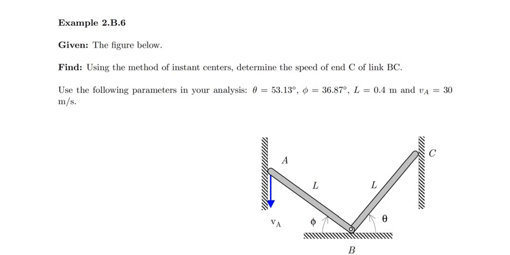Okay, so the way I'm going to do this is I'm going to start by identifying what I know the most about. In this case I know the most about link AB. Namely, I know the velocity at one point, A identically, and I know the direction of velocity, at least in a plus or minus sense, for a second point, B. Namely, I know it has to move along this horizontal path.